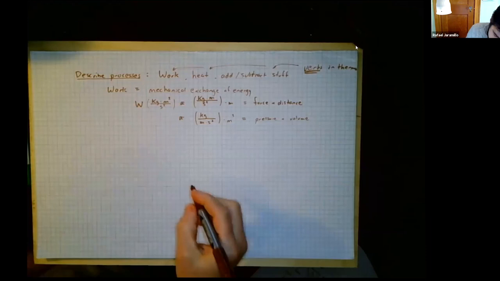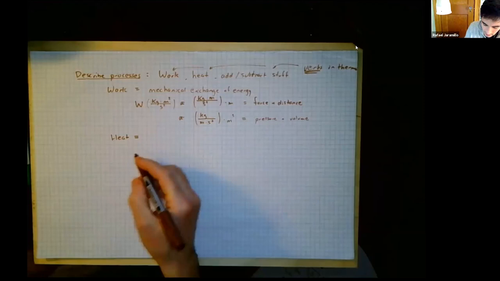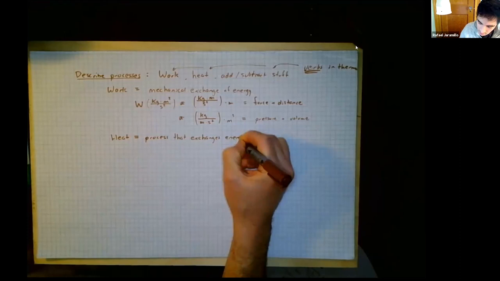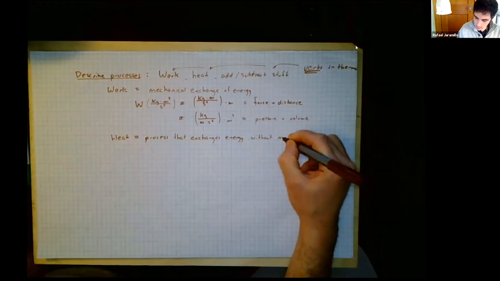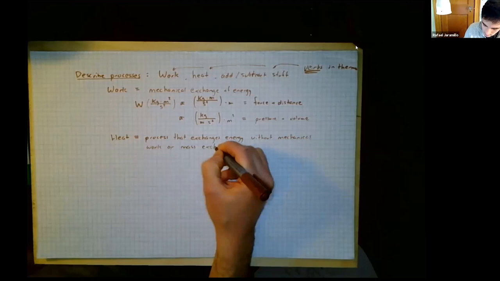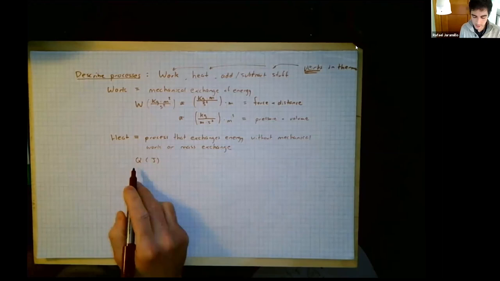Okay, that's work. What about heat? All right, well, heat is kind of difficult to define, actually. Heat is a process that exchanges energy without mechanical work, or mass exchange. So heat is defined by what it's not. It's kind of a weird thing. And for heat, we're going to use Q. Okay, so work is W, heat is Q. They both have units of energy, joules.